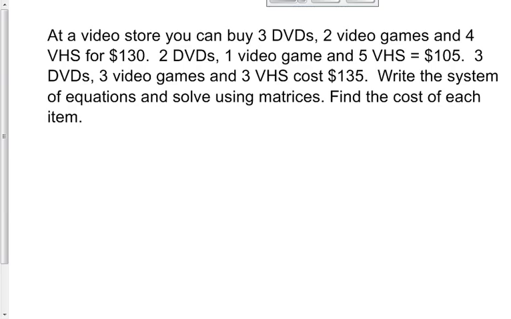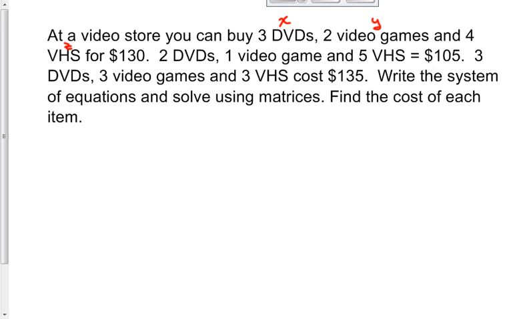Solving the 3 by 3 word problem, we're going to do the exact same thing by setting up our systems. This time I'll show you how you can just plug everything into your calculator. At a video store you can buy 3 DVDs. Remember, what you see first is the first letter you're going to use. 3 DVDs, there's x. 2 video games, we'll let video games represent y. And 4 VHS, we'll call that z, $130.